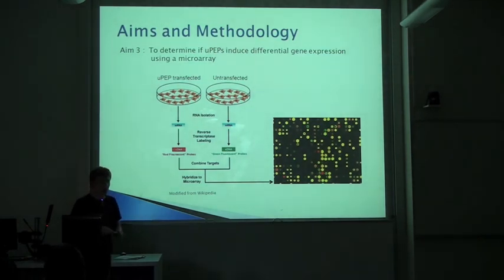My third aim is to determine if uPEPs will produce differential gene expression by using a microarray. So I'll do this by transfecting one cell line with uPEPs and one cell line without uPEPs. I'll then extract the RNA from those cells, send the RNA samples to the Australian Genomic Research Facility, where they'll hybridise them to the microarray, do the image analysis and some basic bioinformatic analysis, then give the results back to me 5 to 7 weeks later. Whereupon I'll do more bioinformatic analysis to determine if there are any genes of interest, which I will then validate using real-time PCR.